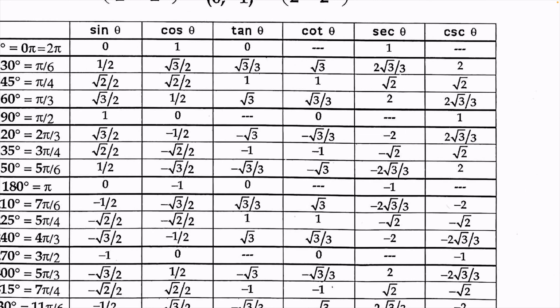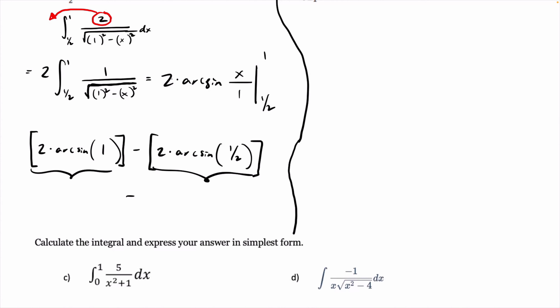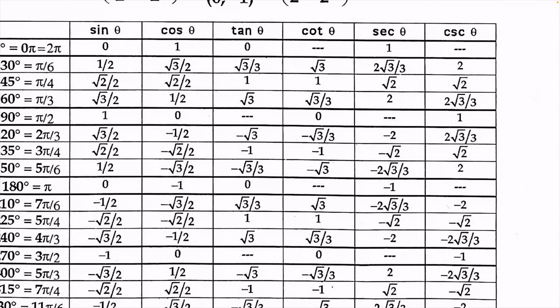So when I say arc sine of 1, I'm not saying 1 is the angle. I'm saying 1 is the answer. 1 is the ratio. What angle gives me sine of 1? What would give me a ratio of 1? So we're kind of going opposite.